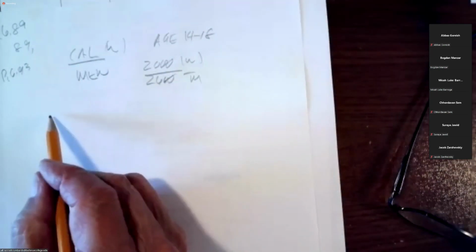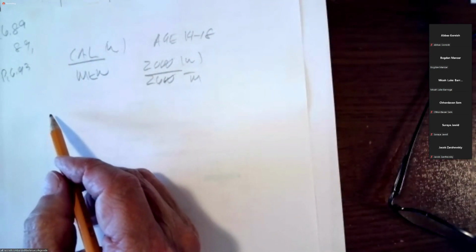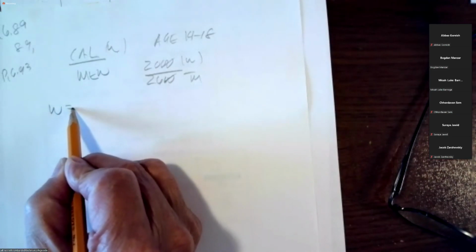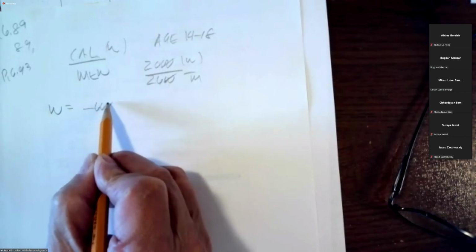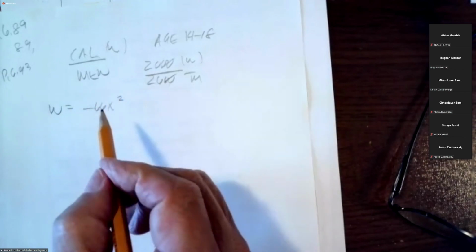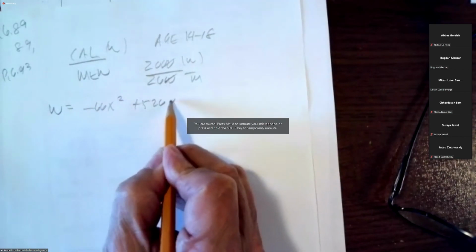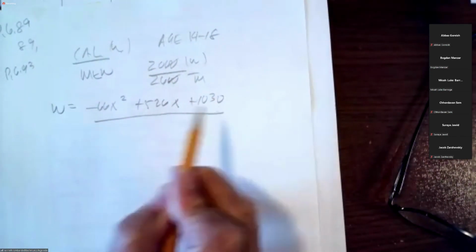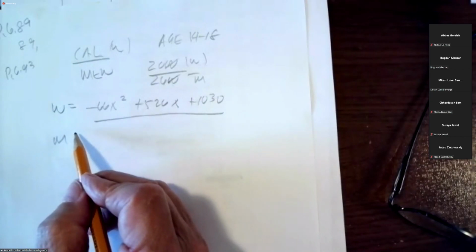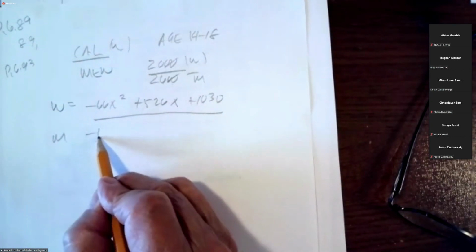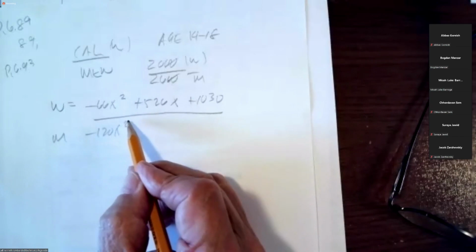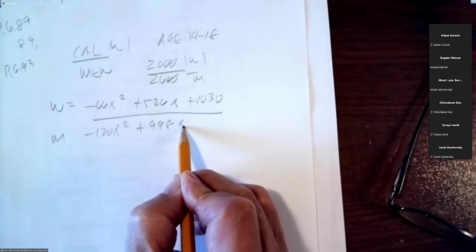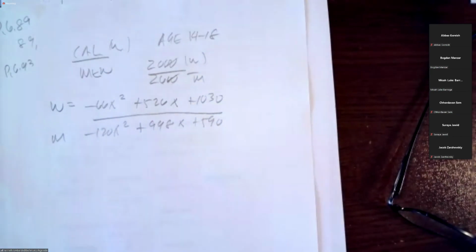All right. So then we're going to want the equation, aren't we? So what equation did you come up with for women? Women equals, that was negative 66x squared. Is that that one? It should be that one, yes. Plus 526x plus 1030 over the men. And the men was given to you as negative 120x squared, plus 998x, plus 590. Yeah, that's the right equation.